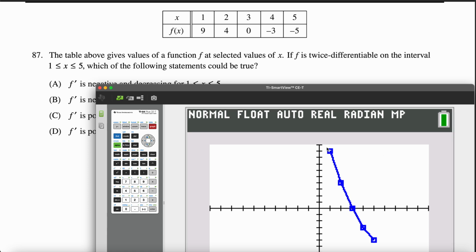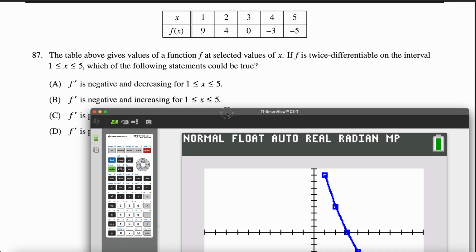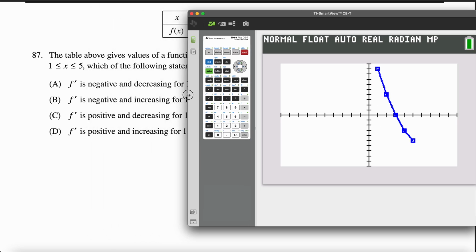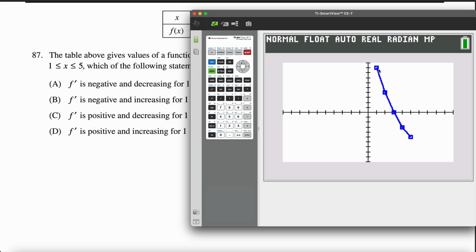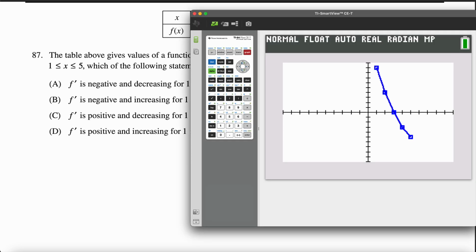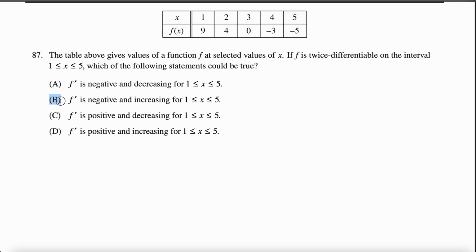So we know that f prime is negative because the line is going down, so the answer is going to be either A or B. But the question is, is it decreasing or is it increasing? We're going basically from very negative to not as negative. That means that our f prime is basically increasing. And so the answer is going to be choice B.